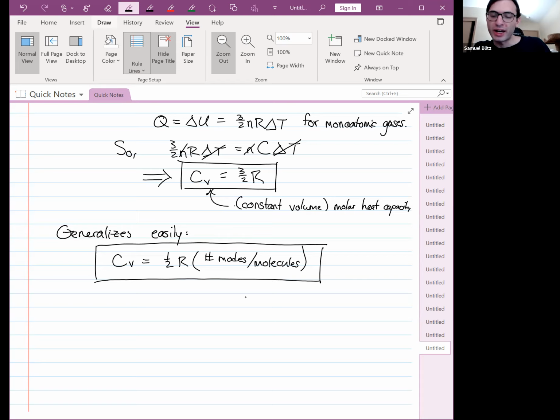So if we had half mono and half diatomic, the number of modes per molecule would be, yes. However, you'd have to make sure that you're counting by, like, the same number of moles of each, not the same mass, because their masses might be different. But yeah.